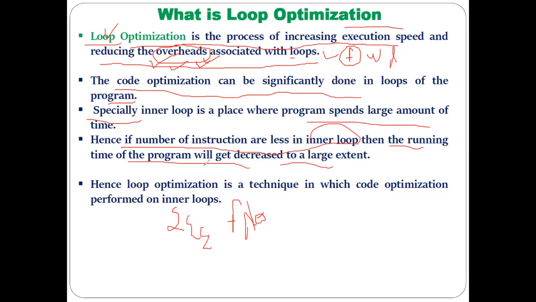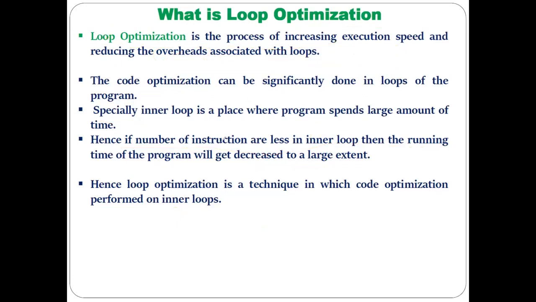Understood. If you remove such instructions from the inner loop, the final output of the program will not change. Such instructions will be removed from the inner loop so that the running time of the program gets reduced. Same thing I have mentioned: if the number of instructions is less in the inner loop, the running time of the program will decrease to a large extent. So through loop optimization, we try to remove the unnecessary, redundant instructions in the inner loop, so that the execution time of the program is reduced and the program executes faster.